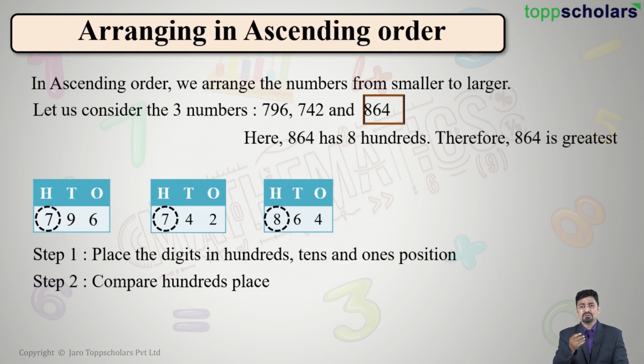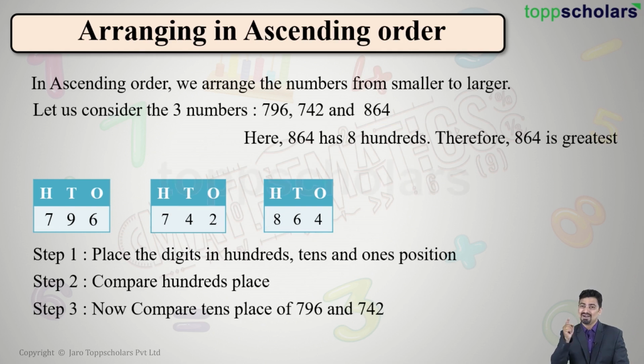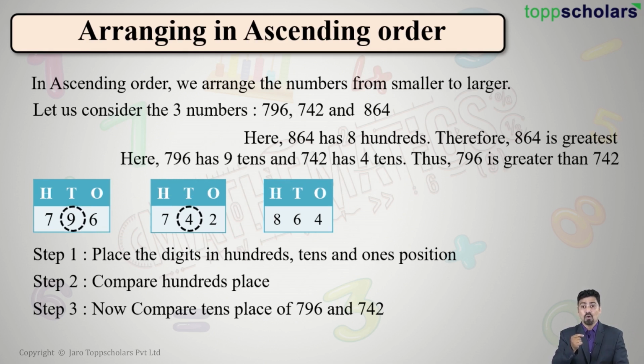Now, the hundreds place of the remaining two numbers have the same digit, that is 7. So, our next step would include comparing the tens place of the numbers 796 and 742. So, let us compare them. So, we have 9 in the tens place of one number and 4 in the tens place of another number. So, after comparing, we see that while 796 has 9 tens and 742 has 4 tens. Therefore, obviously 796 will be greater than 742.